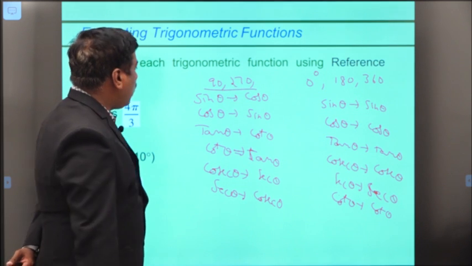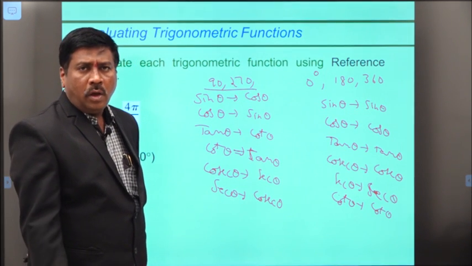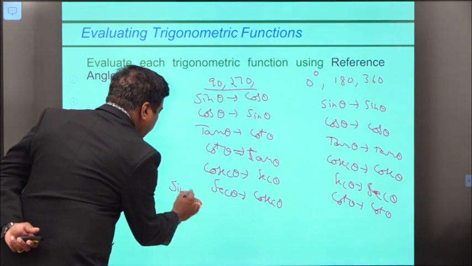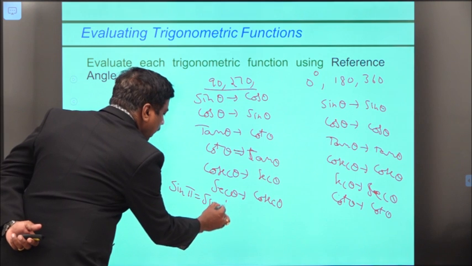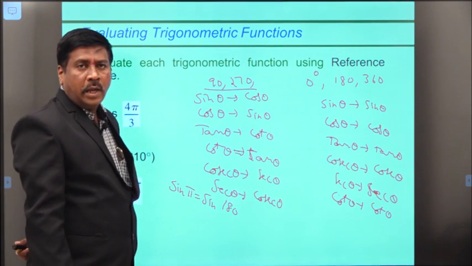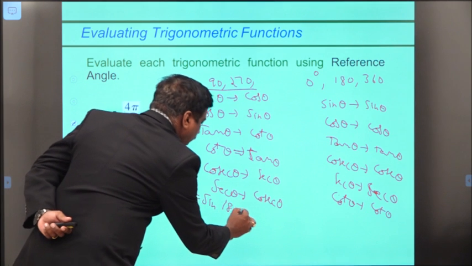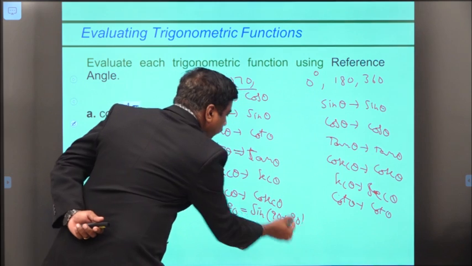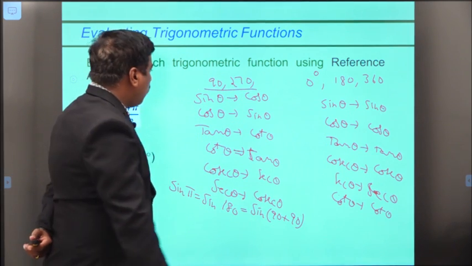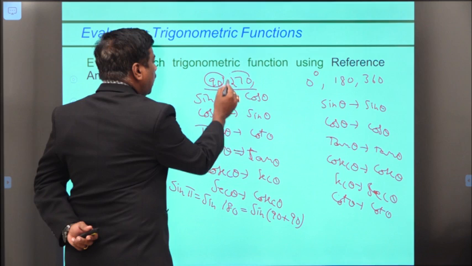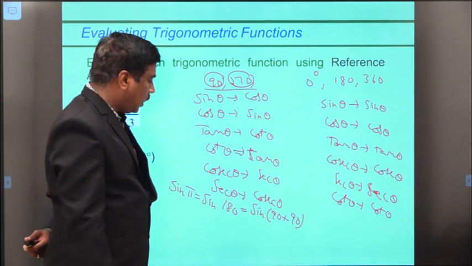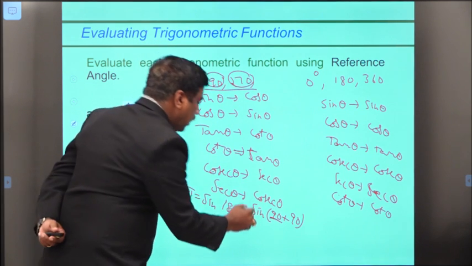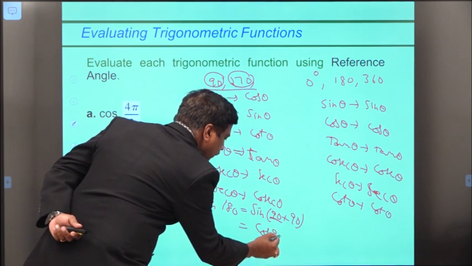Before that, we have to find the value of sin pi. Please keep this in your mind. Sin pi means sine of 180 degrees. I write this as sine of 90 plus 90. At 90 degrees and 270 degrees, sine will be changed to cos. Here the angle is 90, so sine will be changed to cos 90.